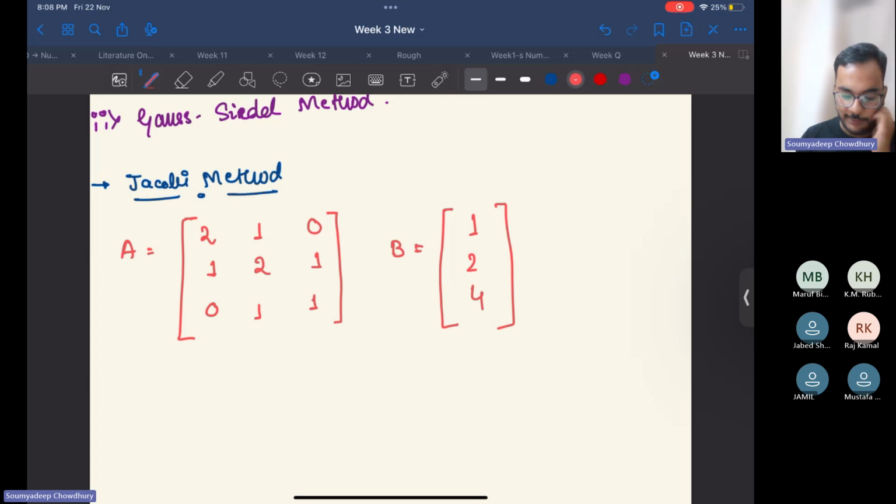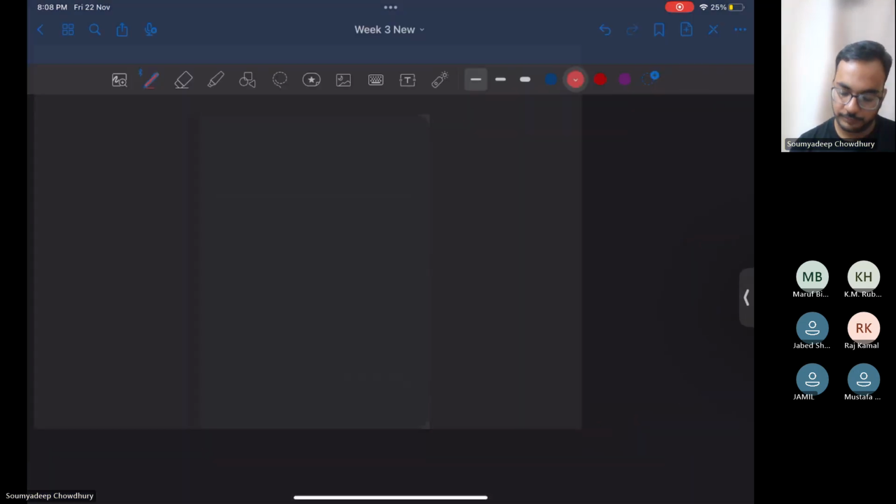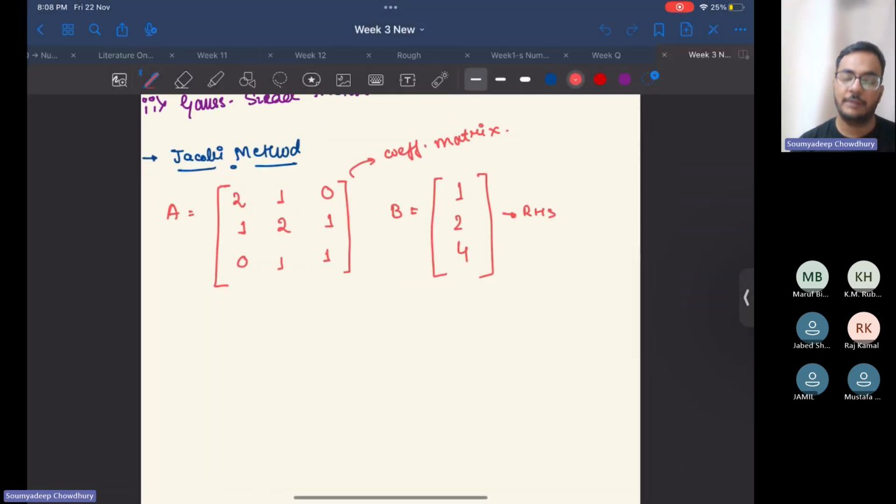So basically, here first we need the coefficient matrix and the source matrix or the RHS matrix, right? B is my RHS matrix, and A is my coefficient matrix. So in the previous techniques, we were needing only these two. But here, apart from this A and B matrix, we need to have another matrix, which is the initial value matrix.